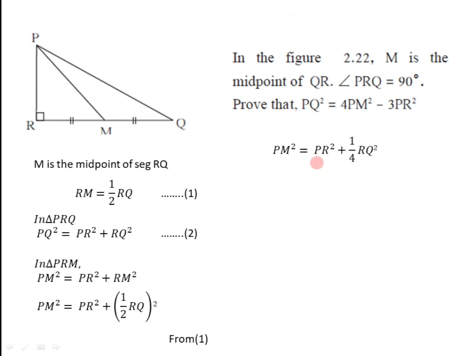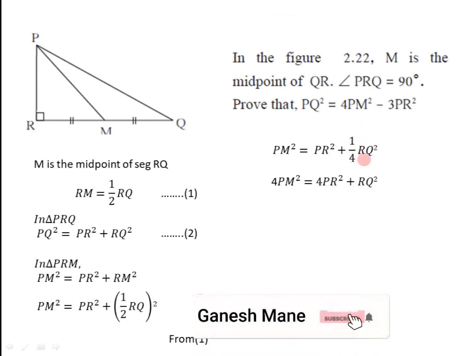Further simplifying, we get PM square is equal to PR square as it is, plus we have to make a square of both of these two, that is 1/2 and RQ. The square of 1/2 is 1/4 into QR square. Now if we multiply throughout by 4, the denominator in the third term will be eliminated. So for that we have to multiply each term by 4. 4 into PM square, that's 4 PM square is equal to 4 into PR square, plus if we multiply 4 to 1/4, 4 will get cancelled so as to have only RQ square.